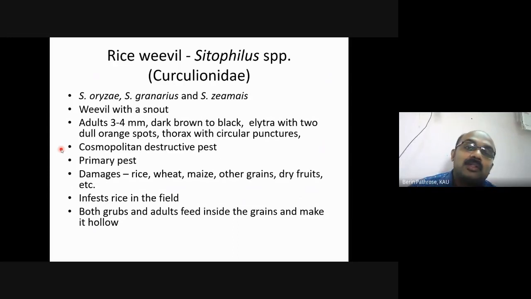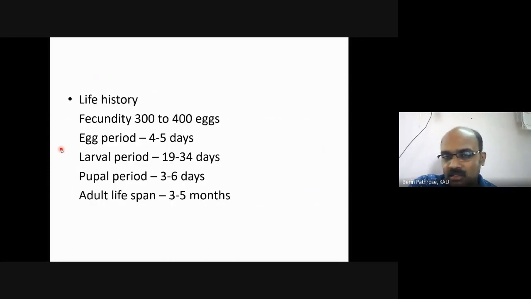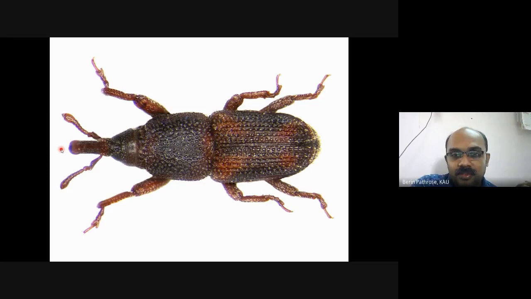So that is with respect to rice weevil, Sitophilus. We have three species: granarius, zeamais, and oryzae. There is a snout as with every weevil, 3 to 4 mm in size, dark brown to black in color with dull orange spots on the elytra and circular punctures on the thorax. It's present all over the world. Primary pest, internal feeder, both adults as well as grubs damage. It can infest grains when the crop is in the field itself. This is the life history.